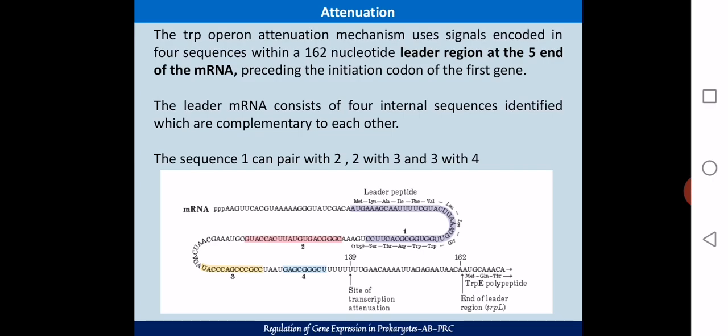These sequences are very important. The second thing you have to remember is that within region 1 you can see 2 tryptophan codons consecutively. There will be 2 tryptophan codons, UGG, in region 1 of the leader mRNA.